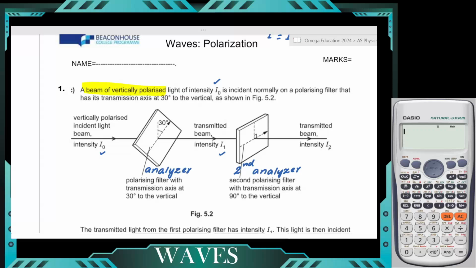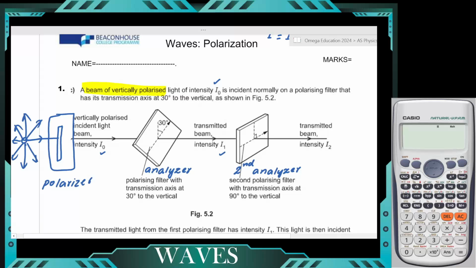So they have used 3 filters. The first filter would have been over here, something like this. So behind it, the light would have been unpolarized. Means the oscillations would have been pretty much in all directions, something like this. And this is what we would have called the polarizer. So after the light passes through the first one, it becomes polarized, and then it passes through the first analyzer, which is placed at an angle of 30, and the second analyzer is placed at an angle of 90.